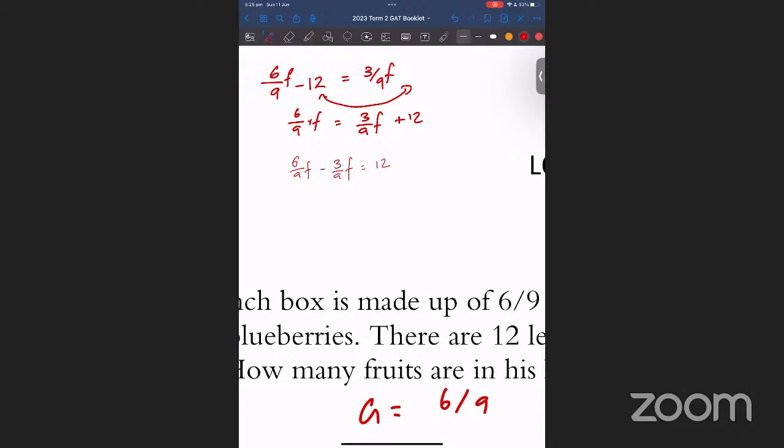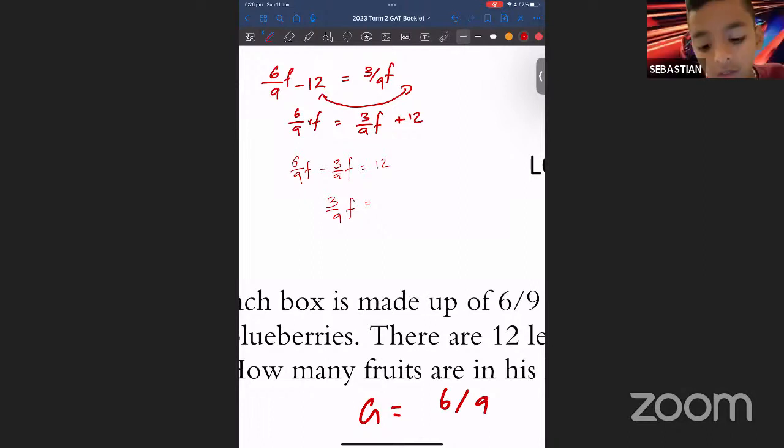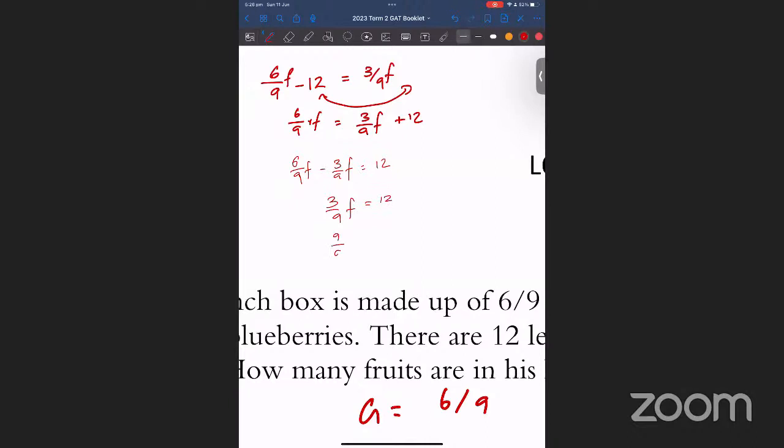What's that equal to, guys? 12. So 6 over 9 minus 3 over 9 is equal to what, guys? 3 over 9. 3 over 9 is the same as 1 over 3. Okay, cool. So it's equal to 12. So 9 over 9, or the total number of fruits, is equal to 36.